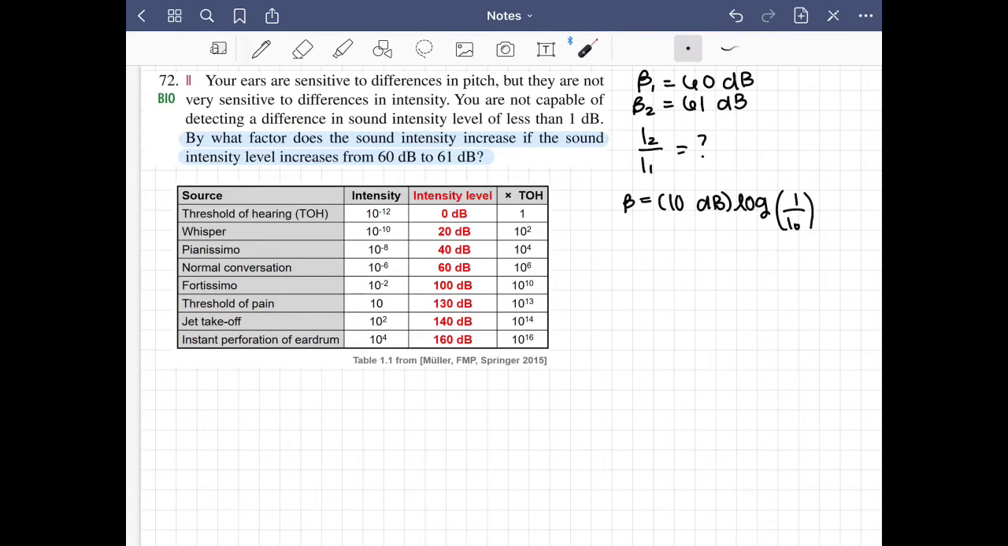Something that's important to note is that sound intensity and sound intensity level are different things. So this is for sound intensity and this is for sound intensity level. We can see here that sound intensity level increases by 10 decibels each time that the actual intensity increases by a factor of 10, because the sound intensity is being multiplied by 10. So remember not to confuse sound intensity with sound intensity level.